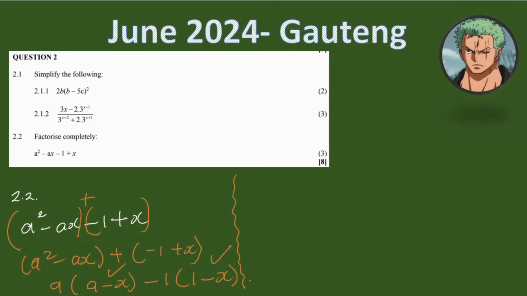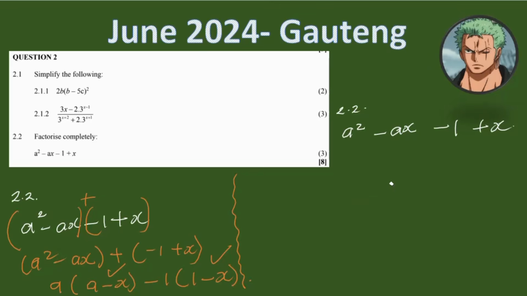So let's do that. What I was given, for 2.2, I had a squared minus ax minus 1 plus x. Right. So, given what I had there, I'm like, no, this thing, the way I'm given to factorize it, it's not factorizable.